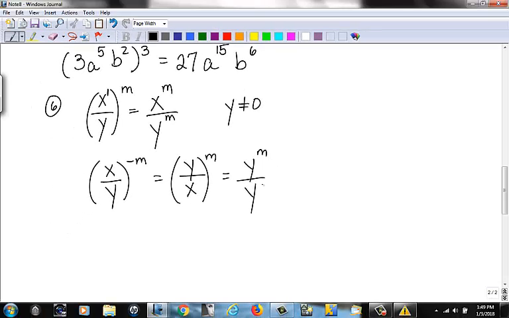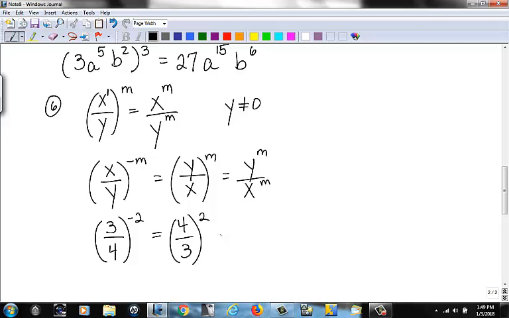I did something wrong in my notes. Right, just invert it and make it a positive exponent, and then that applies to both of them. So if I gave you 3/4 to the negative 2 power, the shortcut is invert the fraction and make it a positive exponent. So that'd be 16/9. You could work it the long way, but it just takes the fraction and inverts it.